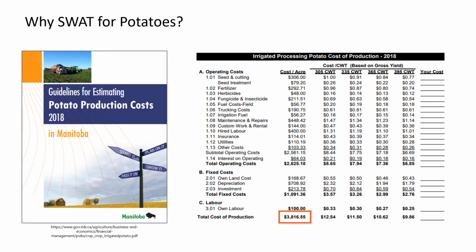So why would we consider SWAT maps for potatoes? Well, potatoes are an expensive crop to grow. We can see here in this example from Manitoba from 2018 where they calculated the cost of production for irrigated processing potatoes. And it comes out to about $3,800 an acre. So that's fairly significant. And a lot of those inputs are things that we can influence with SWAT maps. So we can try and be more efficient and optimize our fertilizer applications, irrigation, variable rate planting, and even things like herbicides.